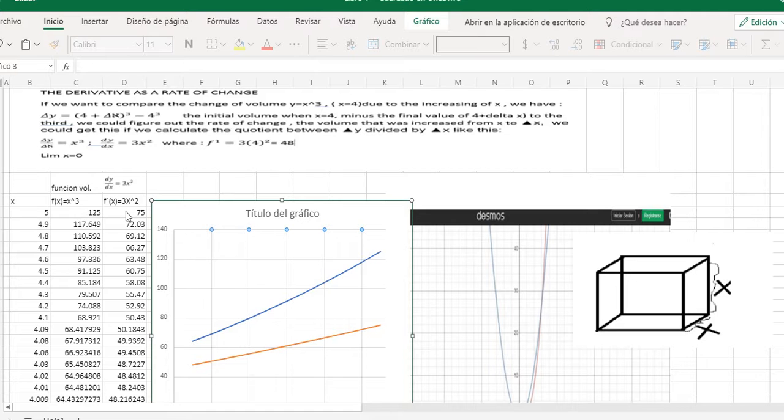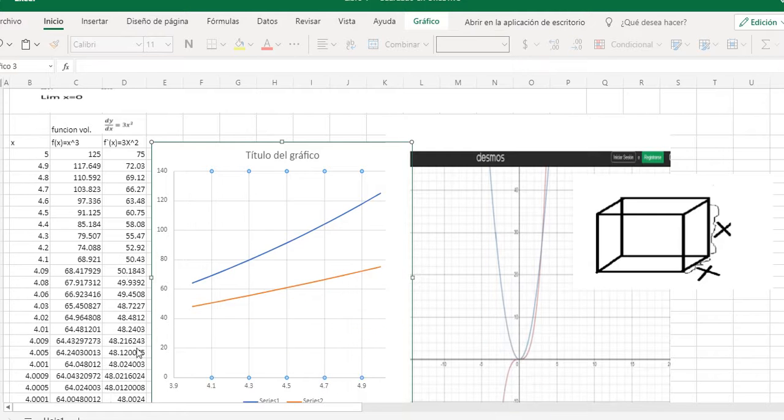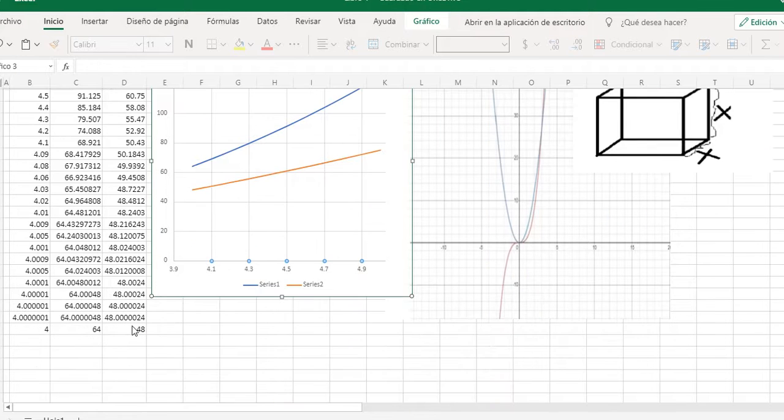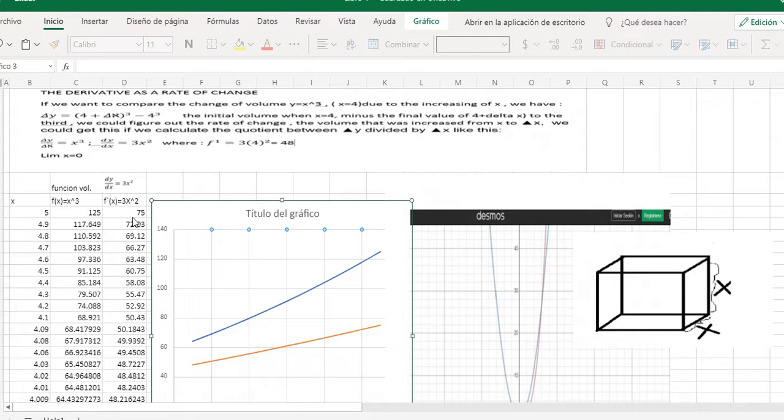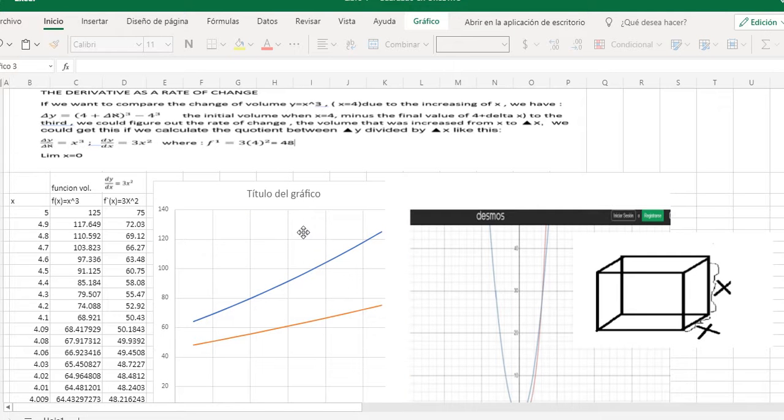That is this next column of data, and we can graph all this information here. Here's the graph.